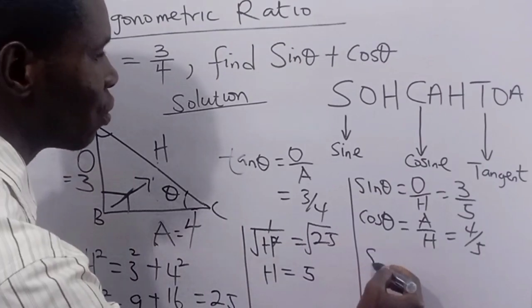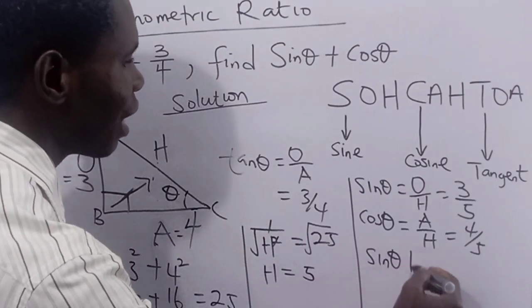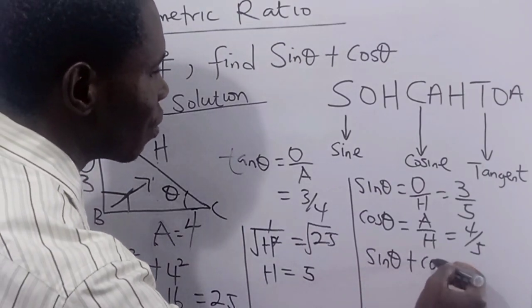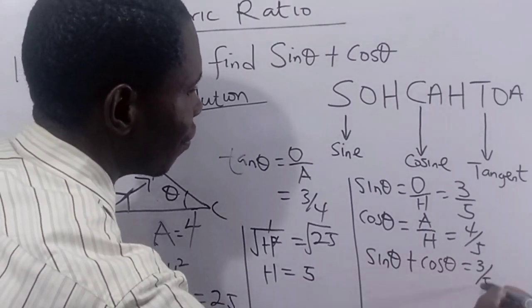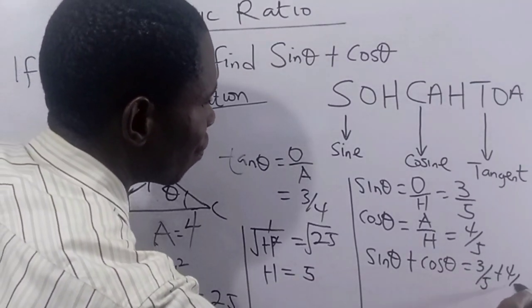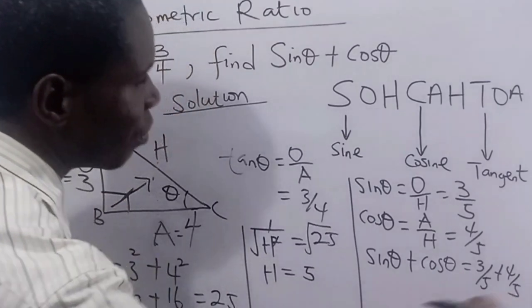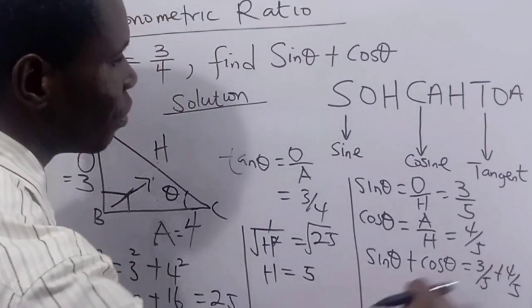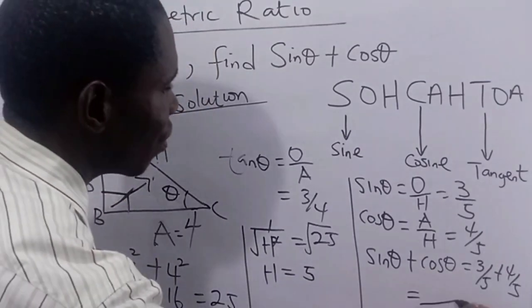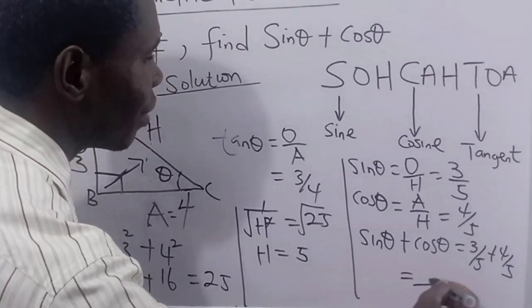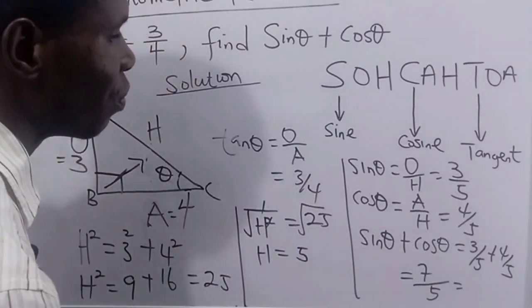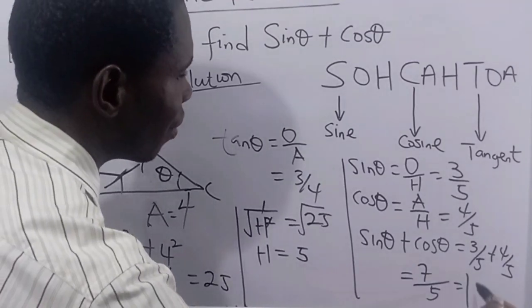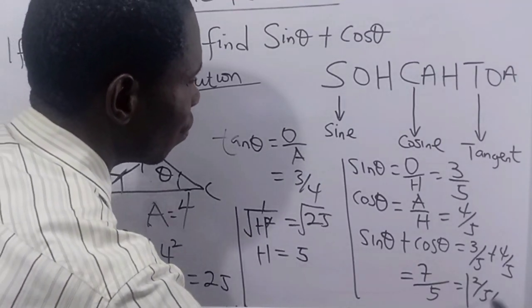So the sum of sin theta plus cos theta is now equal to 3 over 5 plus 4 over 5. Same denominator, we just sum the numerators and bring out the common denominator, which is 5, which is 7 over 5. And in mixed fraction, we have it as 1 whole number 2 all over 5.